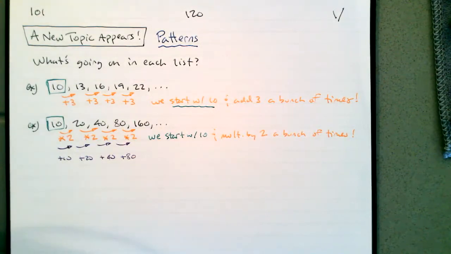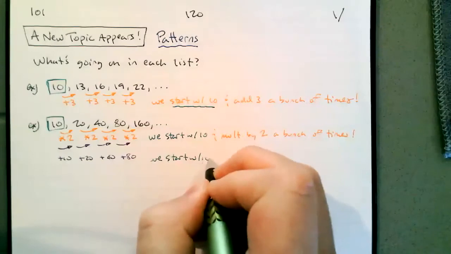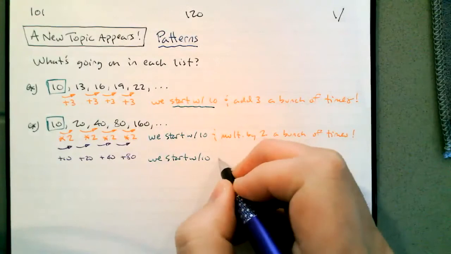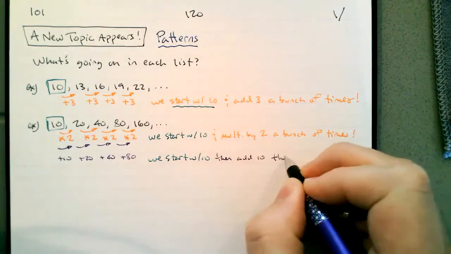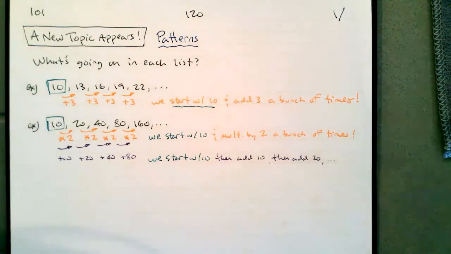But here we're not describing it with one operation. Here we would say we start with 10, then add 10, then add 20, and so on. So if we can summarize our pattern with a repeated operation, then we will prefer that. So we prefer descriptions with a repeated operation.